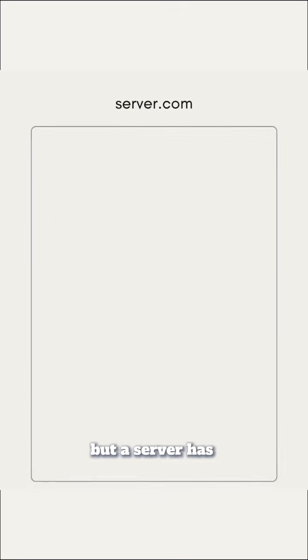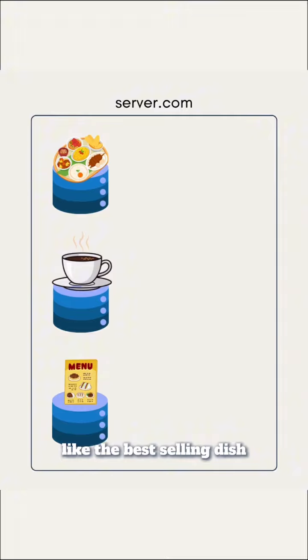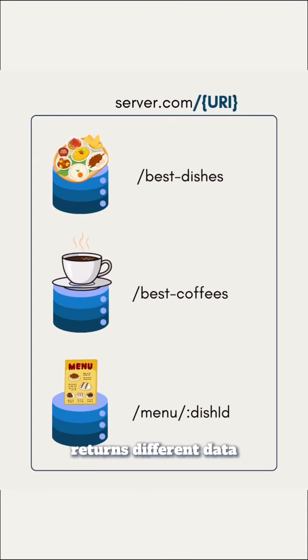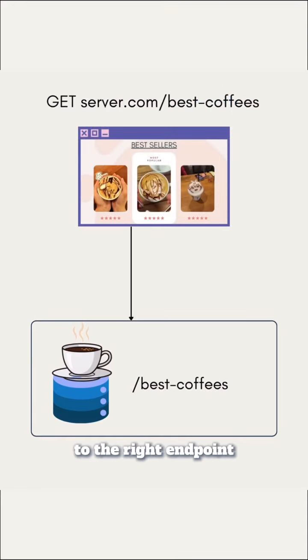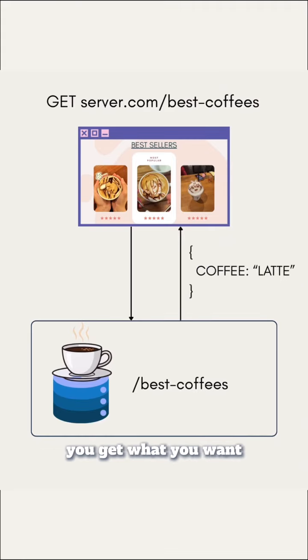The server, right? But a server has many types of data, like the best-selling dish, the menu, and other stuff. How does it organize them? By using URI. They look like this. Each of them returns different data. You send your GET request to the right endpoint. The server queries the database and returns the data, which is usually in JSON. You get what you want.